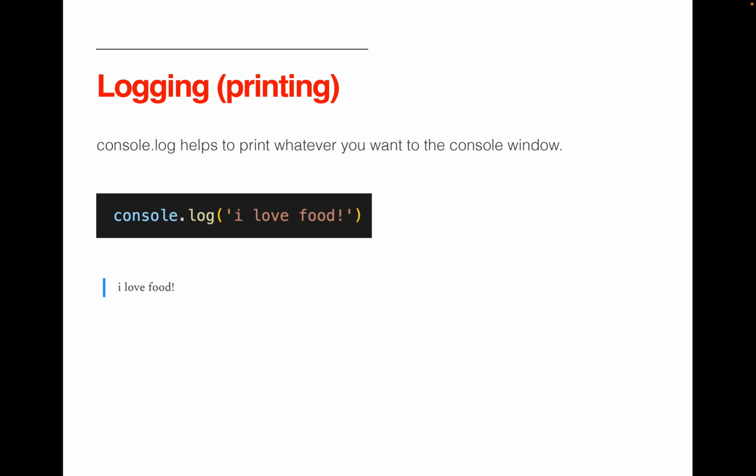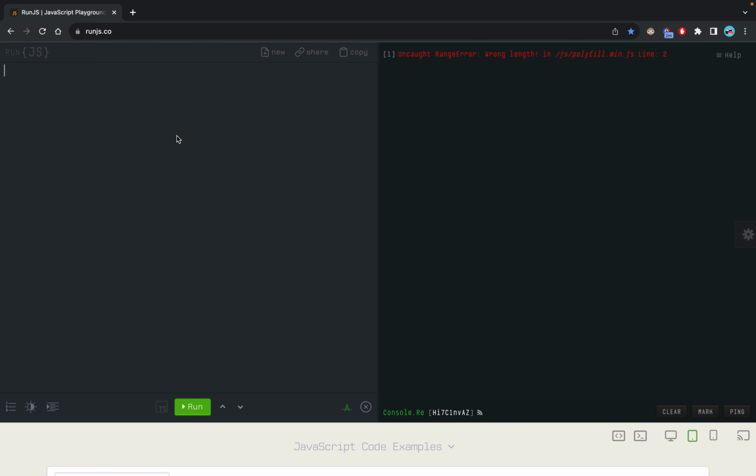So now next, let's use console log to log stuff and see how we can use it. To see how logging works, I'm going to use the runjs.co website as my JavaScript playground. On the left pane, you can write code, and on your right pane, you can see the output of your code.